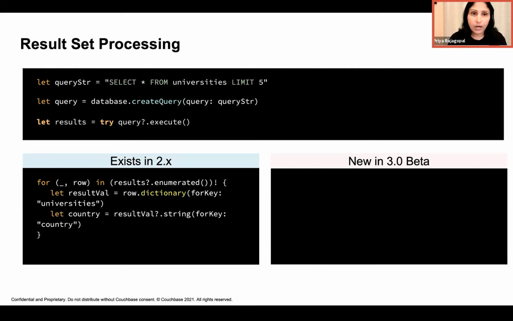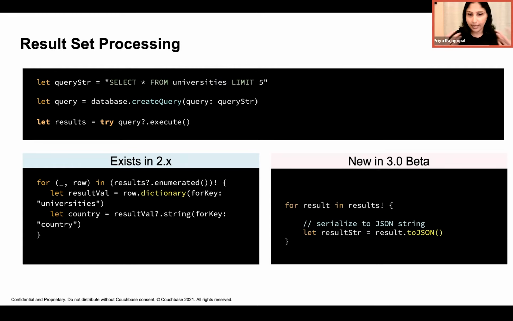Now in 3.0, we have a new toJSON transformer. So essentially, once again, you execute the query, you get the result set, and every item in that result set you can transform to a JSON string, which makes it very easy to encode into a JSON object. Once again, with an N1QL query, you can continue to use the existing way of processing the result set and use the dictionary object, but toJSON is a convenience API that we've introduced in 3.0.